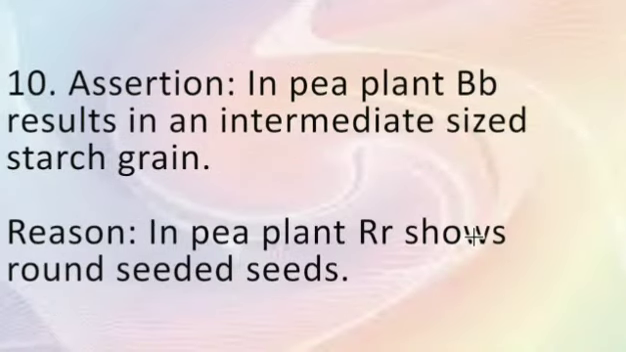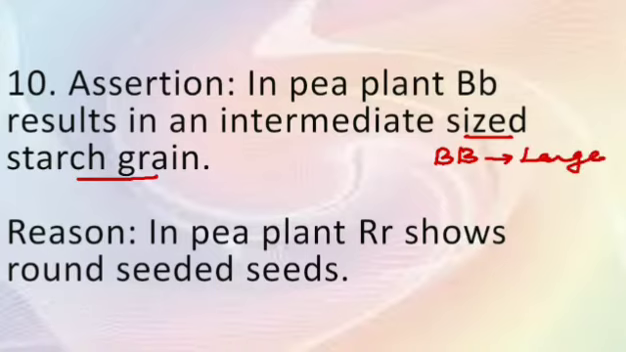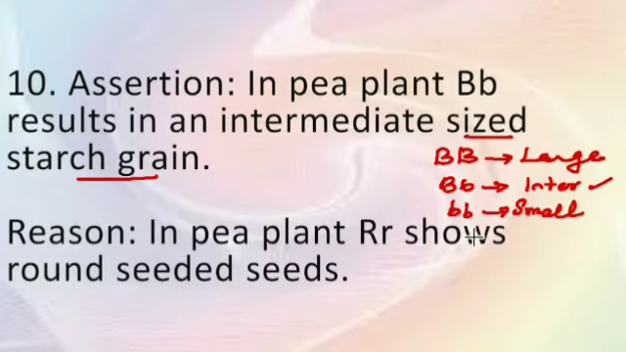In pea plants, capital B small b results in an intermediate sized starch grain. The size of the starch grain is determined by three different types of genotypic combinations. Capital B capital B gives rise to large starch grains, capital B small b gives rise to intermediate starch grains, and small b small b gives small starch grains. So here it is like incomplete dominance. Okay, so capital B small b resulting in intermediate size is true.